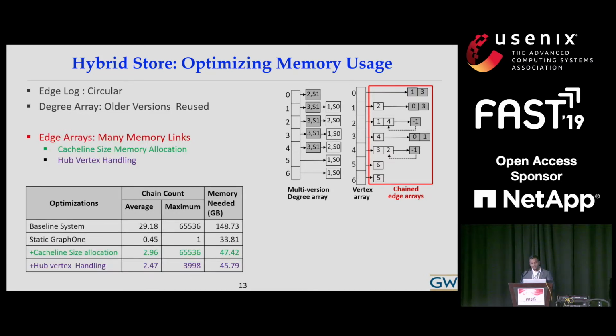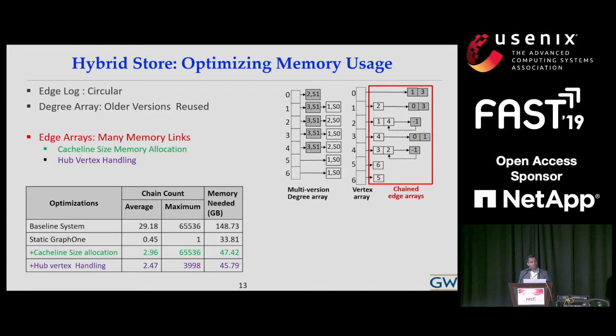So let's see some of the numbers here. For a graph which has 4 billion edges, the memory requirement would be almost 150 GB if you use GraphOne at this stage. But if you are willing to convert all of your data in one shot, which is what a static graph engine generally does, the requirement is only going to be close to 34 GB.